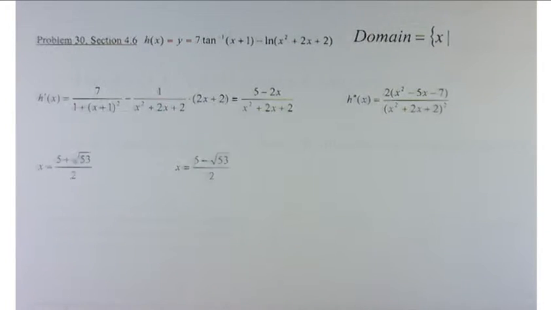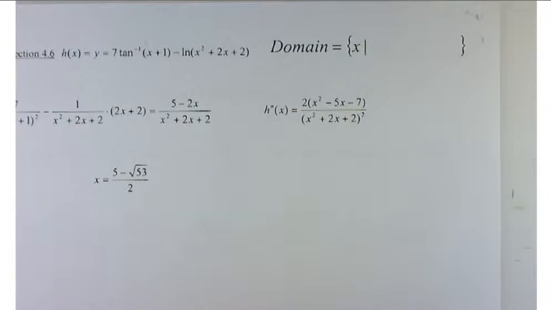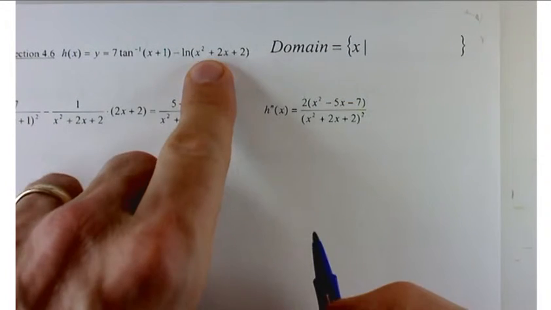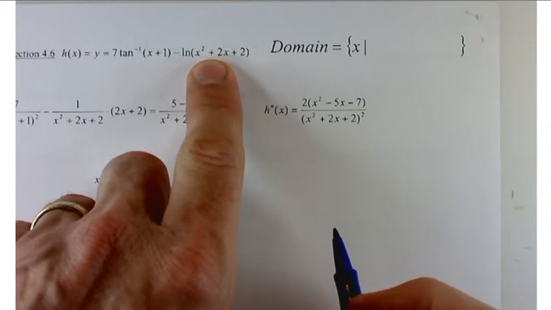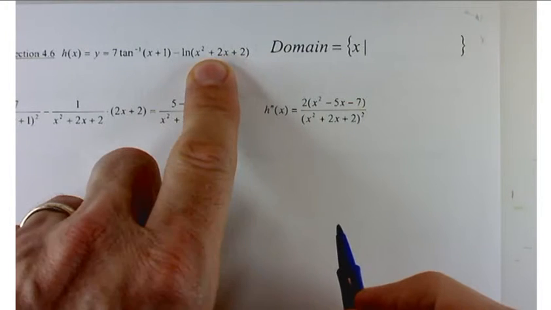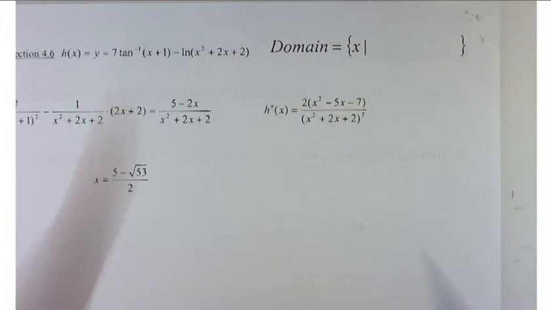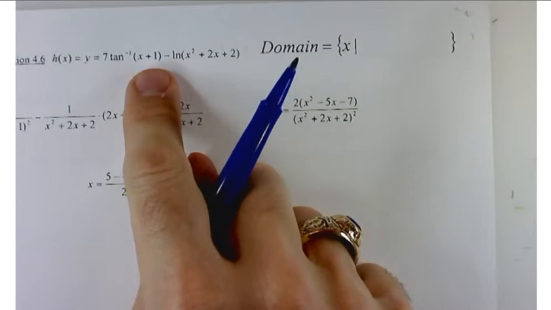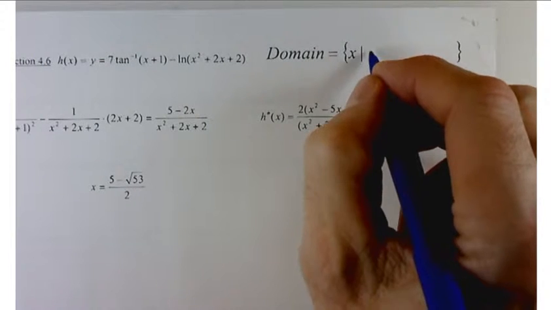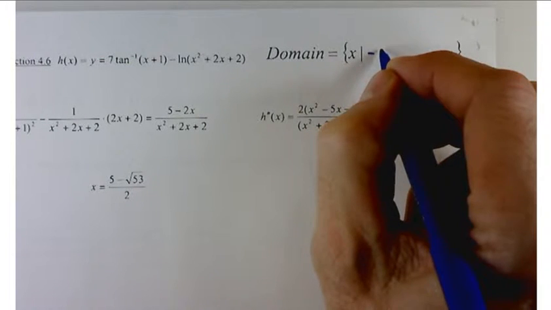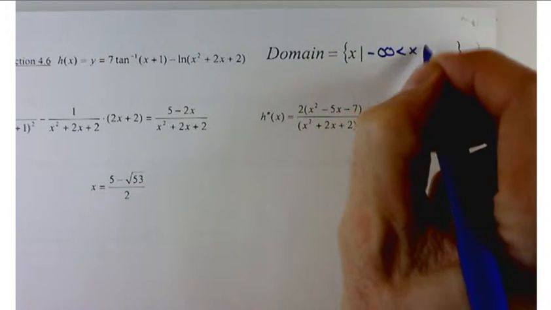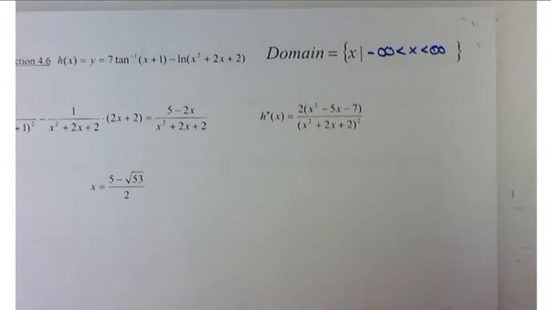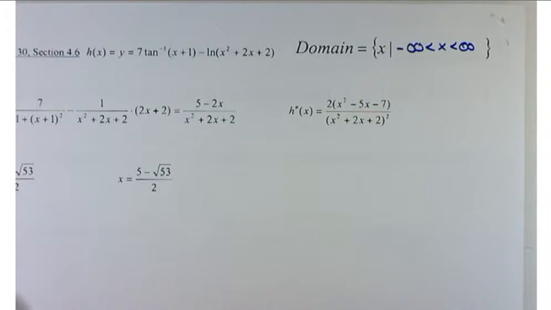I'm going to help you out here. X squared plus 2x plus 2 is always greater than 0. So we're not going to have any problems with the domain of this function. The domain is just everything. It's negative infinity less than x less than infinity. So the domain is everything.